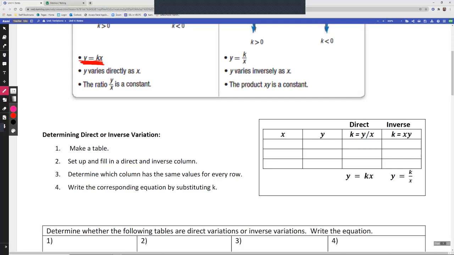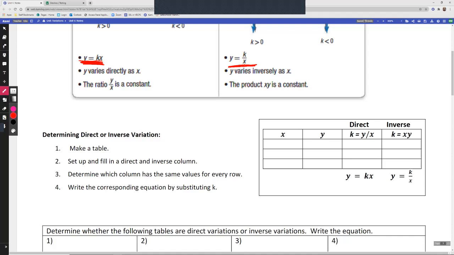So if you look back, the two things that I highlighted earlier, they're also in this spot here. So we have direct variation is y is equal to kx, and then we have inverse variation, which is y is equal to k over x. We have these things show up here. Y is equal to kx.